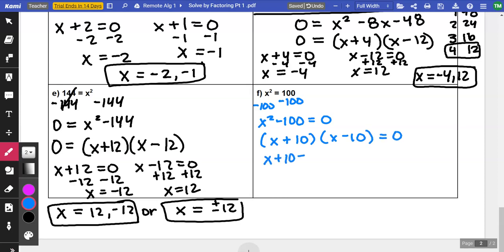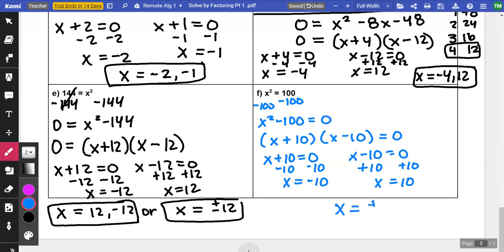Set each factor equal to 0. Then solve for x. So subtract 10 from both sides. Add 10 to both sides. And I'm feeling fancy, so I'm going to write my final answer as x equals plus or minus 10.